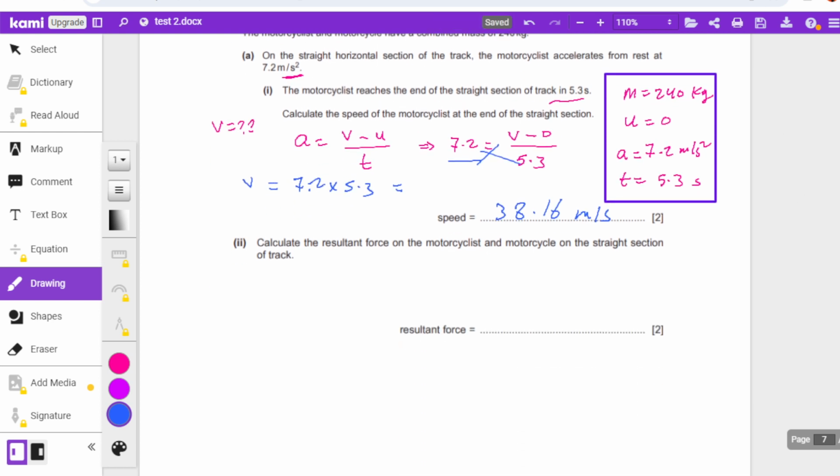Calculate the resultant force. He asked to find the resultant force, which is F net equal mass multiply acceleration. We have mass here is 240, multiply acceleration is 7.2. So the answer will be 7.2 multiply 240 equal 1728 Newton.